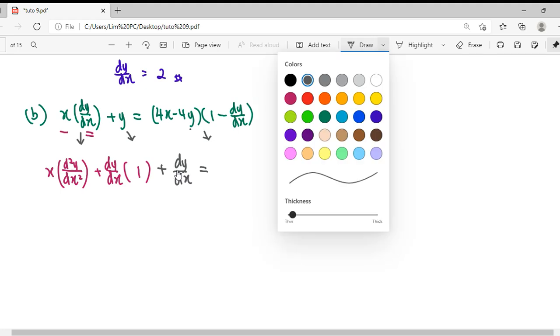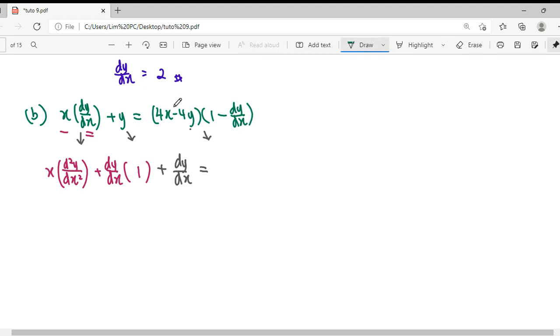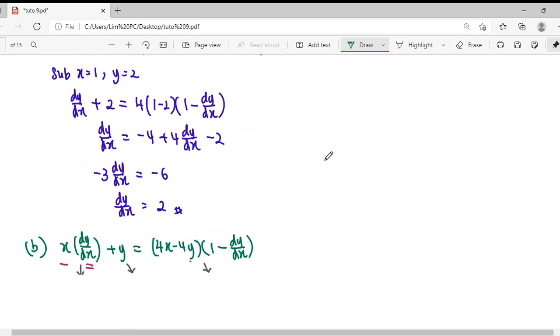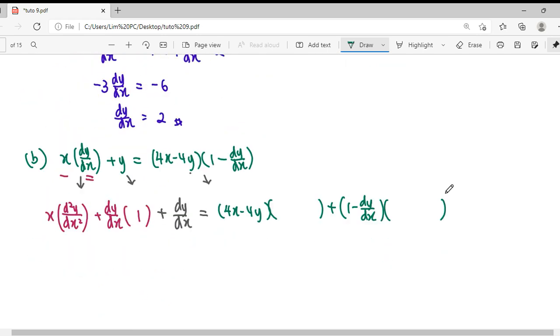Equals to, differentiate our right hand side. The right hand side is another product rule. Copy the front, differentiate the back, plus copy the back, differentiate the front. So no worry, it's not complicated because they didn't ask us to simplify. They want the value only. So make sure we are able to differentiate it a second time, then we substitute the value. They don't ask us to expand and simplify d2y dx squared in terms of x and y. We just make sure we differentiate it correctly.